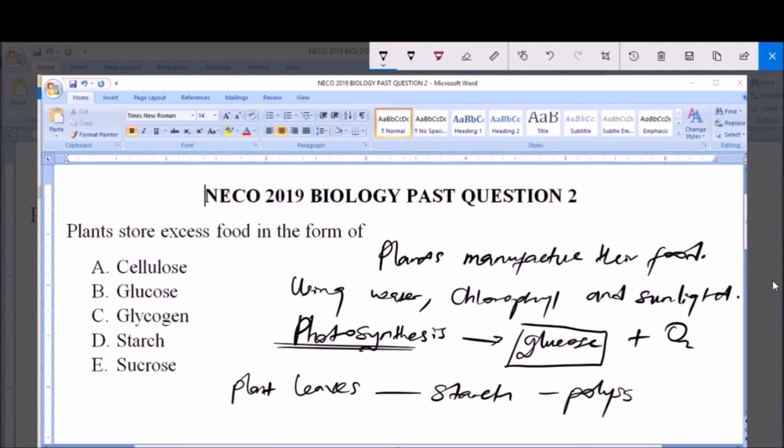So therefore, plant food is actually stored in starch form, which is a polysaccharide, and that is option D. Now, glycogen is stored in animals, not plants, so it is not correct. And glucose is the food produced, but the question says the food was stored, that is, plants store excess food in the form of starch. So starch is the correct answer to this question, which is option D.